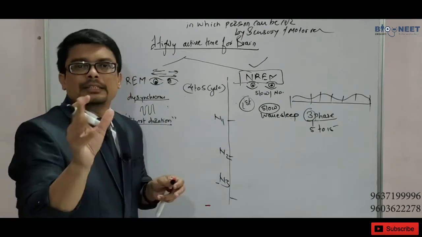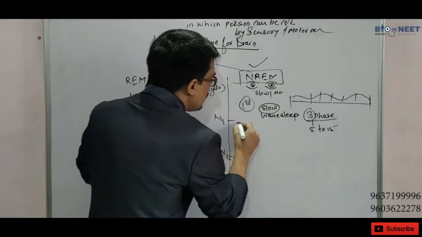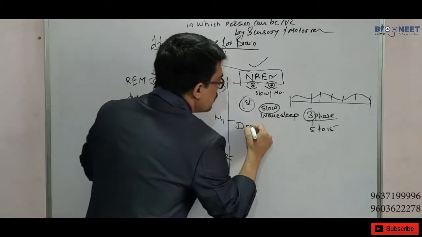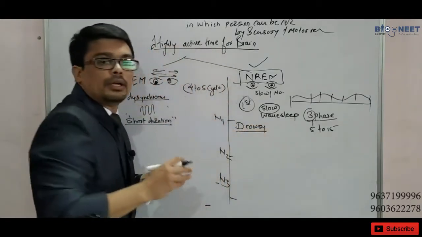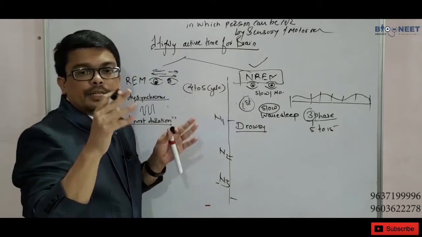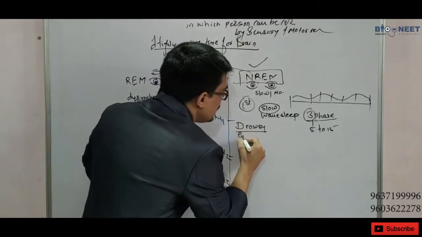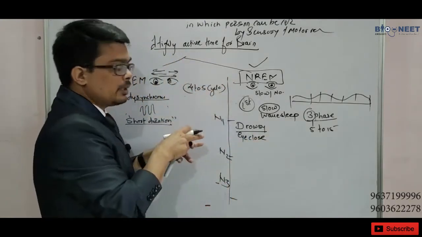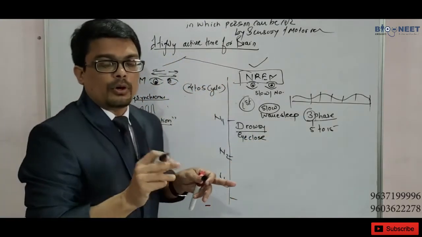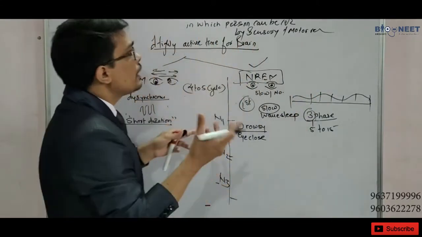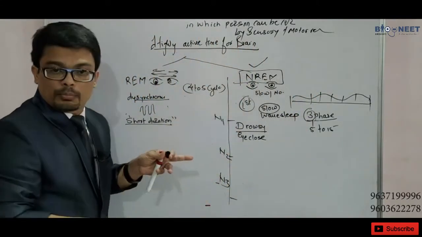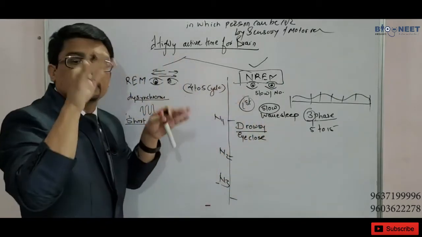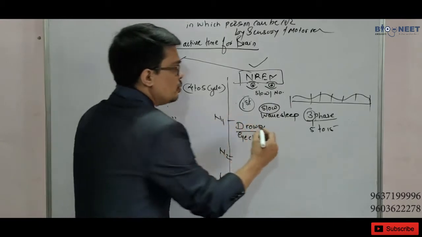So what is N1? It's easy. In N1, everybody knows how we go to sleep. First we feel drowsy, then we start closing our eyes. But in this sleep, anyone can wake you up, and any small sensory or motor stimuli can wake you up. So in N1 you feel drowsy, your eyes are closing, but it is easy to wake.